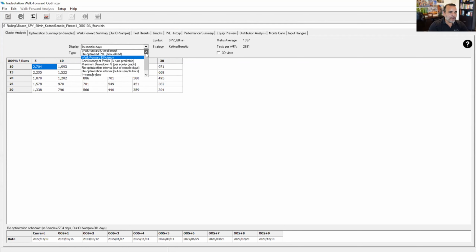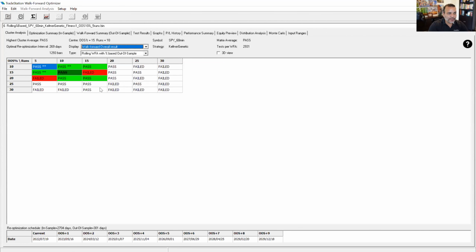But for the most part, we want to take a look at the overall result, because those results are based on the test criteria that we select. And here we have the type of walk forward analysis that is being done. Usually, the default one is the one that is looked at, and it's going to give you a good indication of what the strategy is doing and how robust it is.